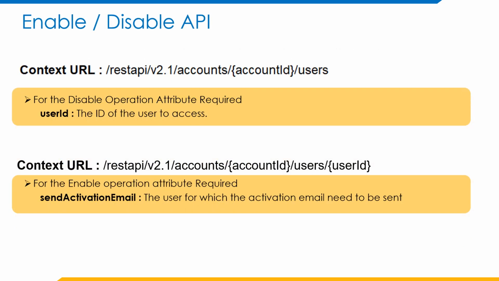And these are the enable and disable APIs, where the disable API is used for disabling the user, whose status will be changed to closed. For disabling, we need the mandatory attribute user ID to be passed, for which the user needs to be disabled. And for enabling, once the user is enabled, the status will be changed from closed to active. For enabling the user, we will be sending the user ID, for which the user needs to be enabled, inside the context URL. And for the enable operation, we need the mandatory field send activation email, for the user to whom the activation email needs to be sent.